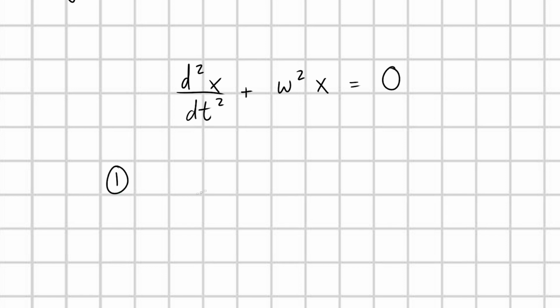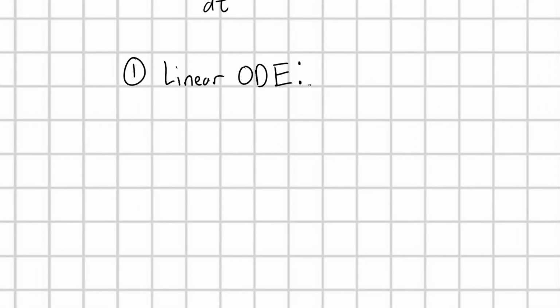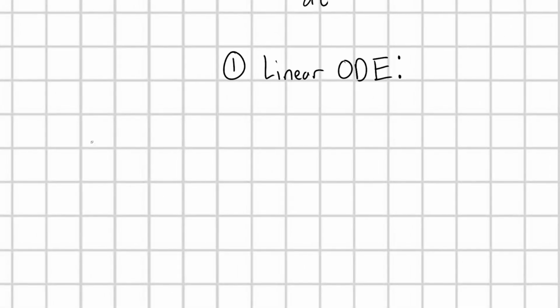So the first key aspect that we're looking for, we have to identify that this is a linear ODE. ODE, by the way, means ordinary differential equation. That's all that means. So I'm going to say ODE quite a bit, but that's all that it means. It just means ordinary differential equation. An ODE is linear if it has the following form.